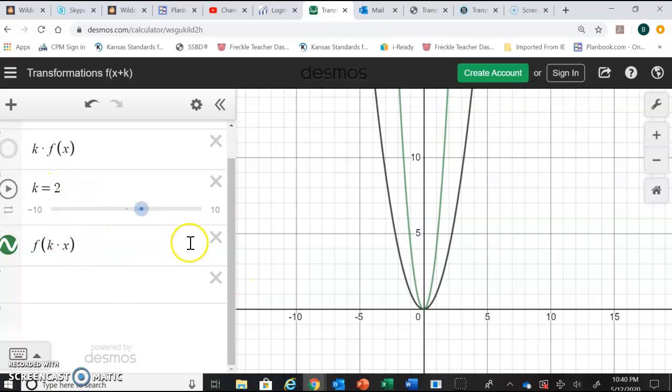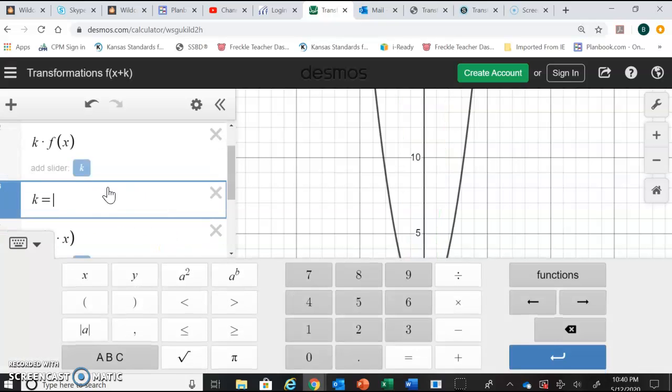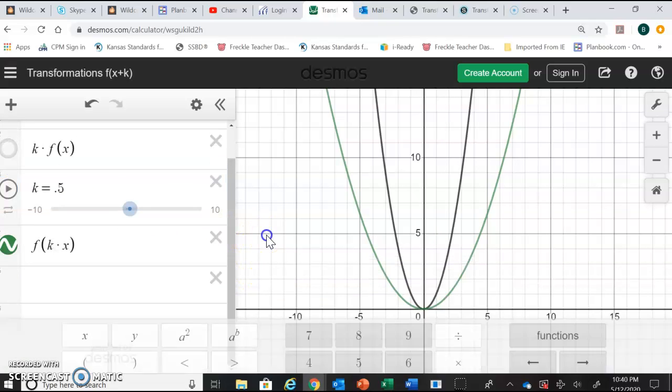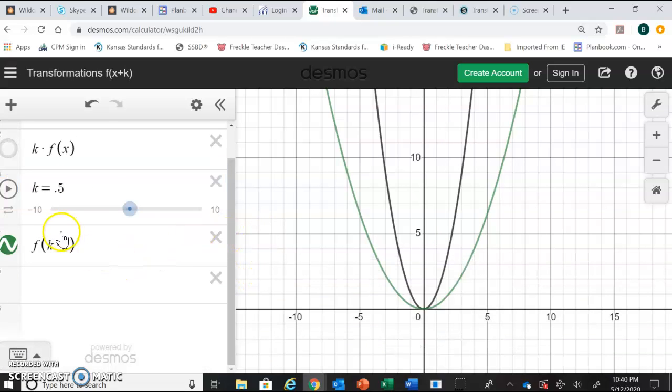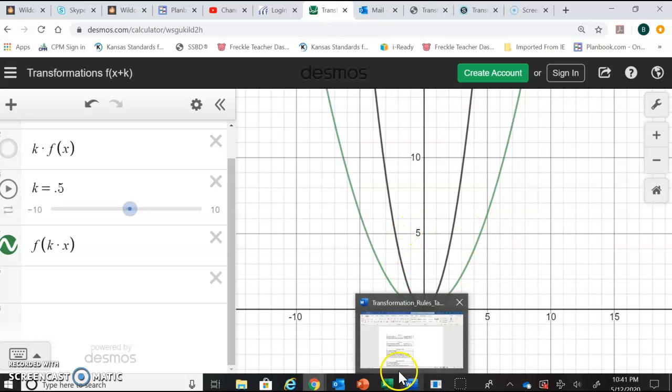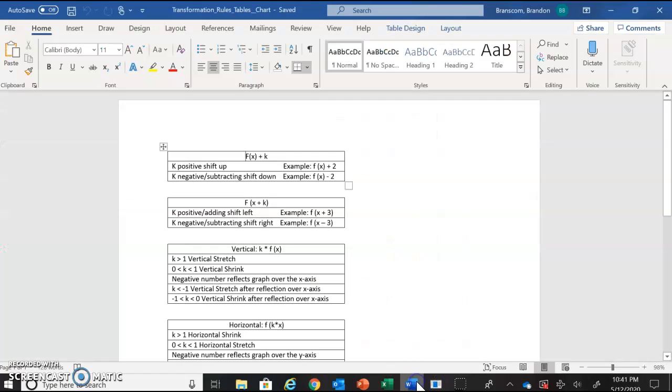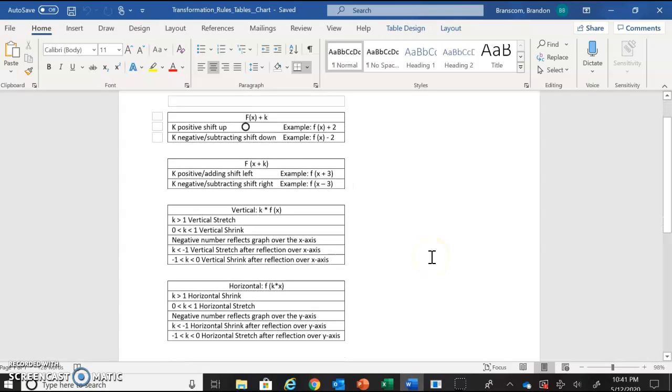So when k is greater than 1 for this transformation, it's called a horizontal shrink. And if k is between 0 and 1 for this transformation, it's called a horizontal stretch because it's going horizontally more quickly. Okay, that's a difficult thing to understand. And I know that, so I've made some tables for you guys to go ahead and use. I'll go through everything we've talked about so far.